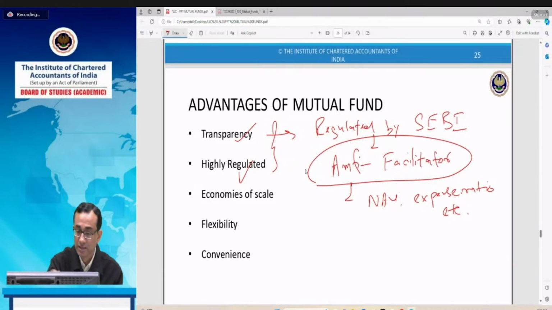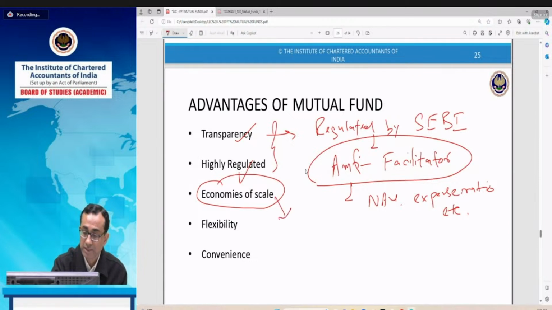Economies of scale. Since the mutual funds generate such a high amount of money, pooled money from the investors, thousands of lakhs of rupees, I think crores of rupees, that is why they are able to work on economies of scale. Means by increasing the scale, they can reduce their cost.